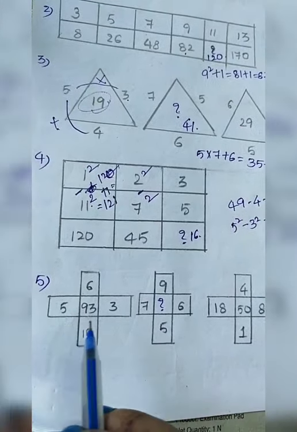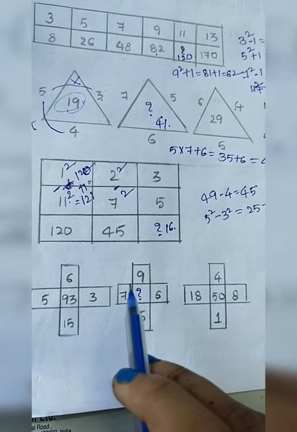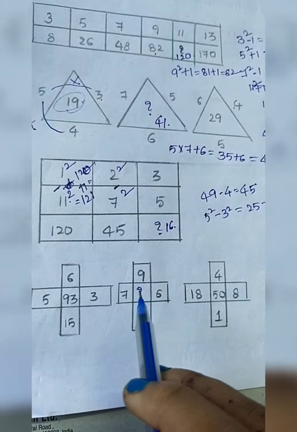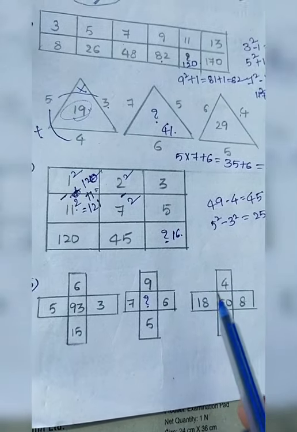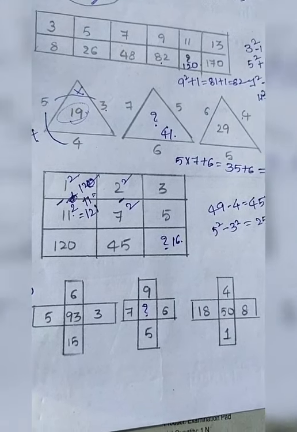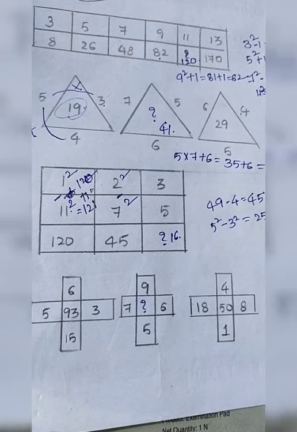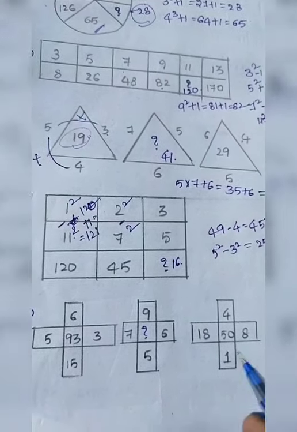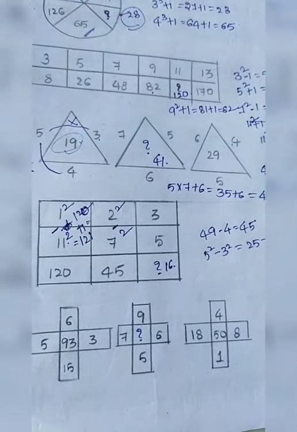6, 5, 15, 3 is 93. 9, 7, 5, 6 is what? We have to find. 4, 18, 1, 8 is 50. So try to solve it. I'll give you 5 seconds of time. And there is a logic in all these. And I'll say the answer now.